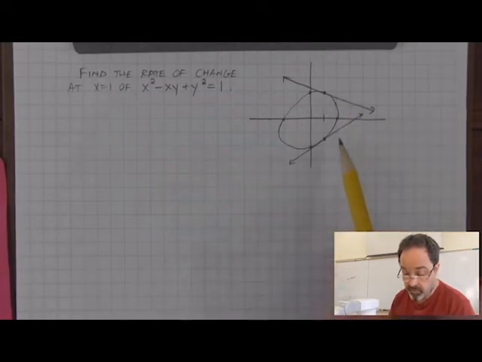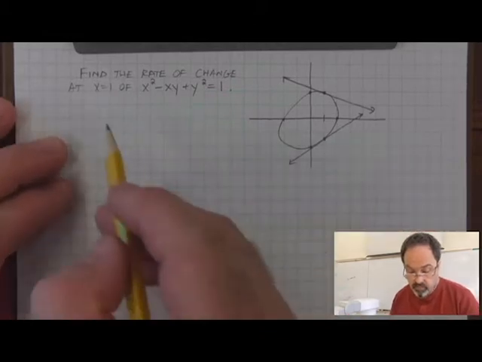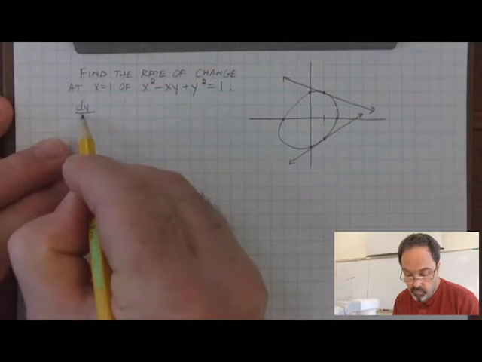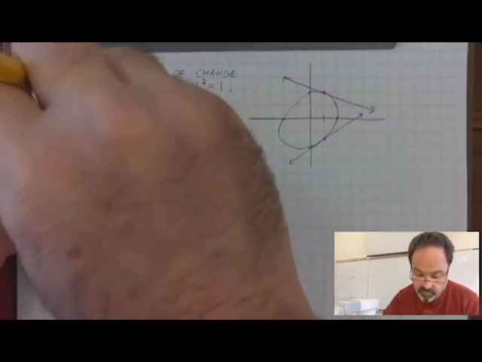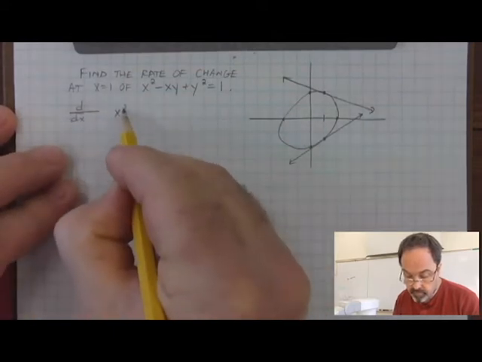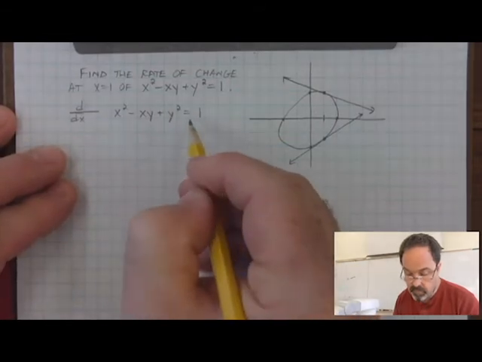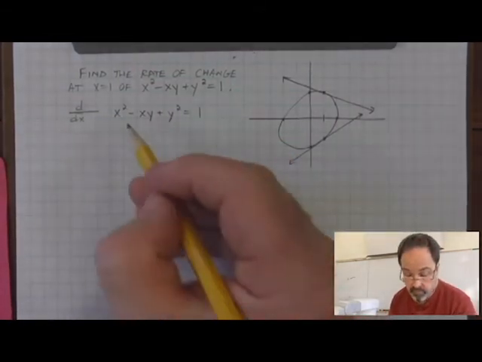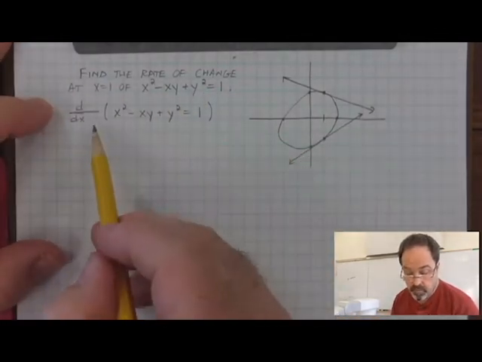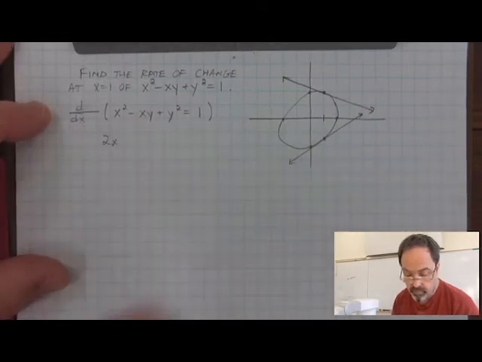Now, to find the rate of change, we need to take a derivative. So we're going to take the derivative with respect to x of this equation, which is going to require implicit differentiation. So let's do that. The derivative with respect to x of x squared is 2x.